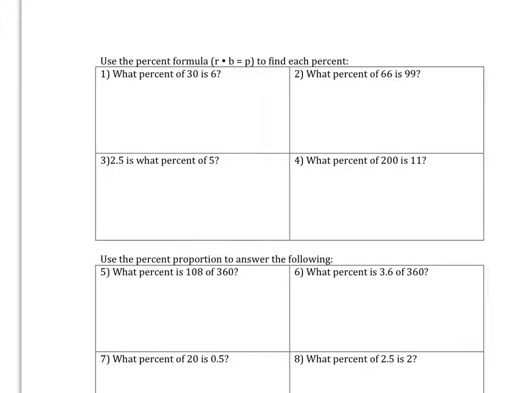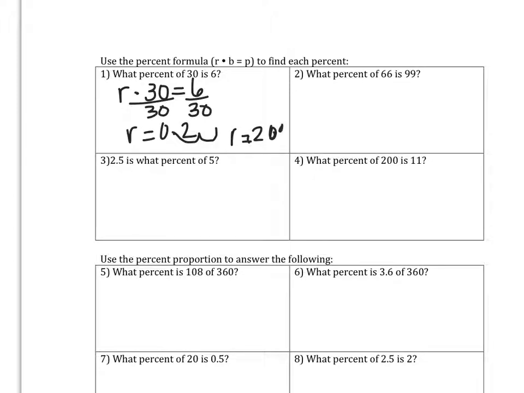We're going to use the percent formula, rate times base equals percent, to find each percent. So number 1, what percent, that means R, "of" means multiply 30, "is" equals 6. Divide both sides by 30 to get R by itself, and you get R equals 0.2. That's the rate, but now we have to turn it into a percent. Move it over two place values, and so R equals 20%.